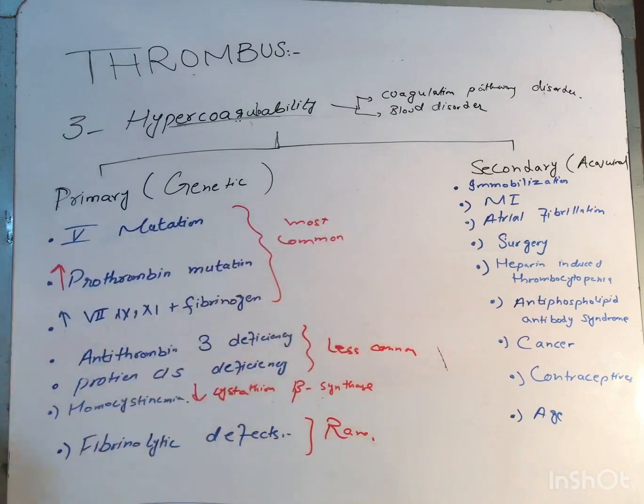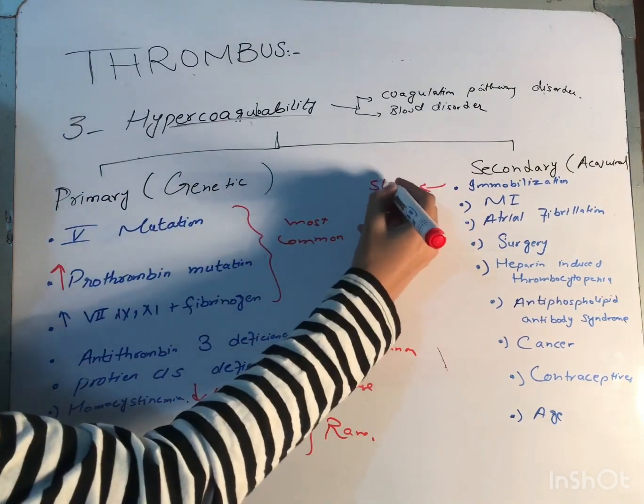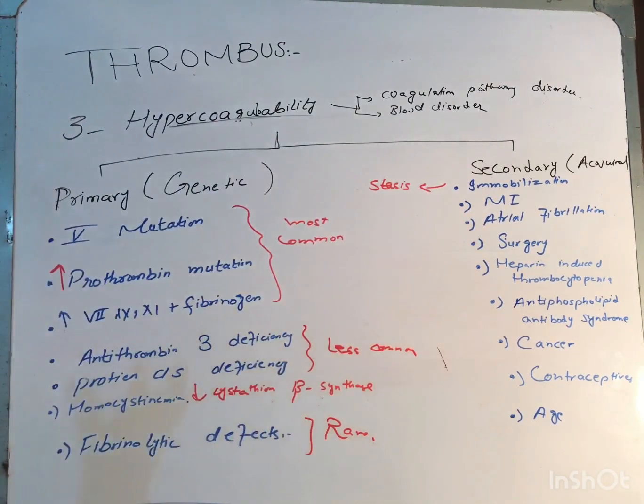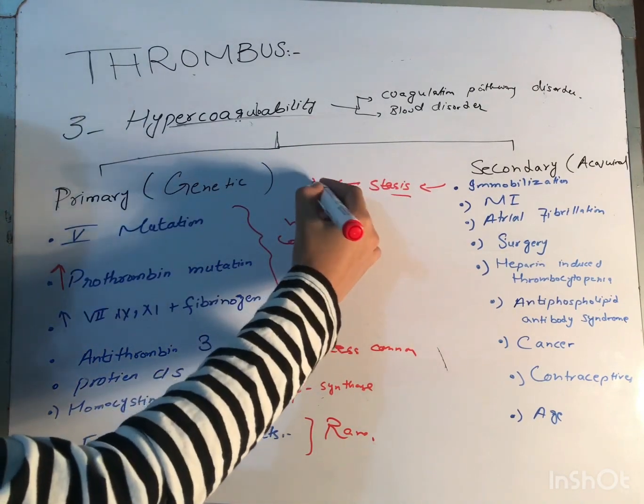Now let's move towards the secondary reasons. Secondary reasons are acquired, like they are not genetic, we acquire them during our life. First one is immobilization. As I have explained previously, immobilization will lead to stasis of blood, and when there is stasis, blood flow will no more be laminar, and that will lead to endothelial activation, and there will be contact of platelets with our endothelium. That is how immobilization will lead to thrombus formation.